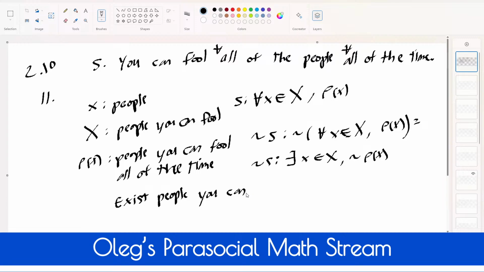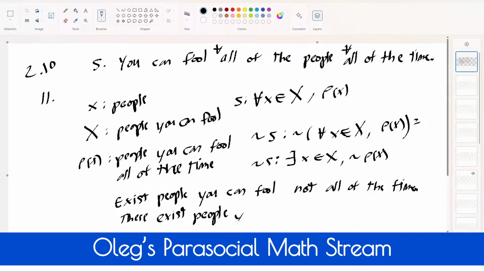I'm going to fix the English in a second. Can fool, not, all of the time. Exist people you can fool some of the time. There. I think that would be the correct way to do it.